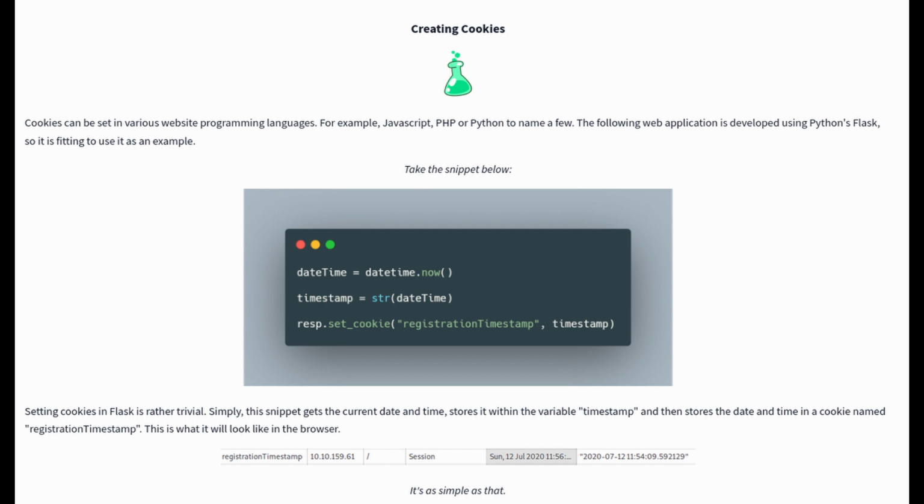How do we exactly create cookies? Cookies can be created using programming languages, for example JavaScript, PHP, or Python Flask. So here is an example of Python Flask, and yeah, you can have fun with it. You all can get lost because the practical will be in another video. And I know some of you must have gotten bored, but believe me, it's important.